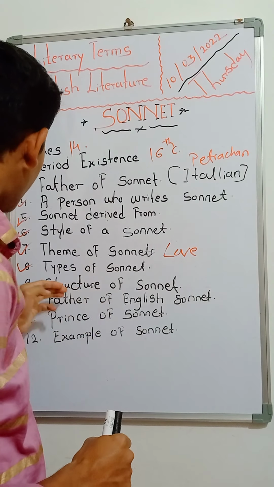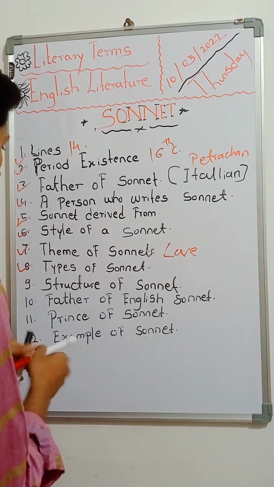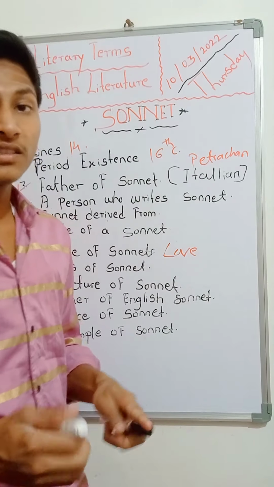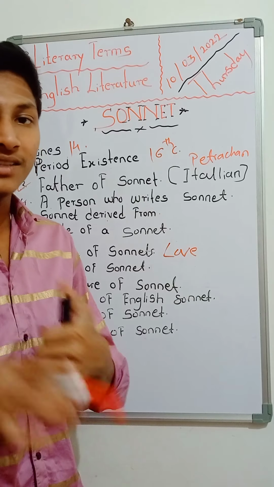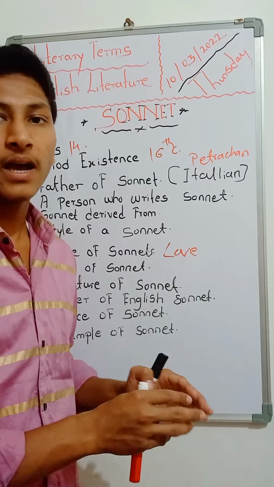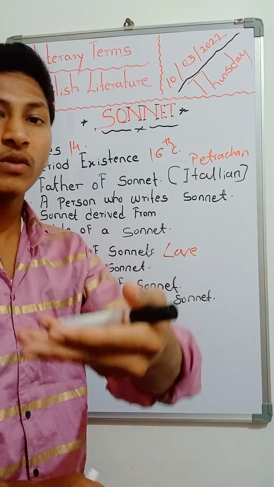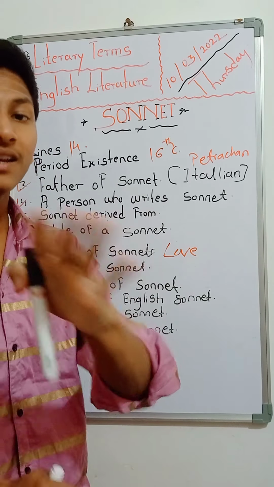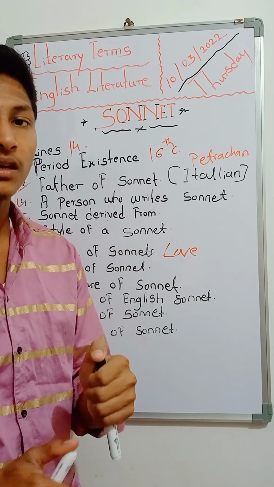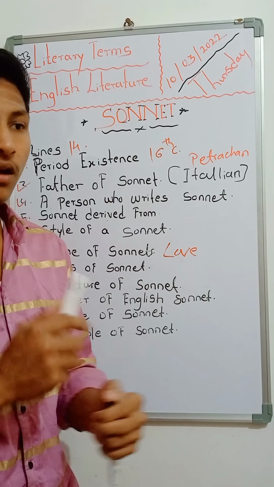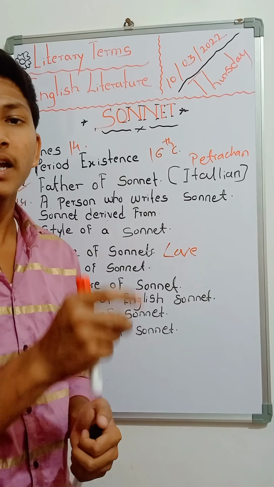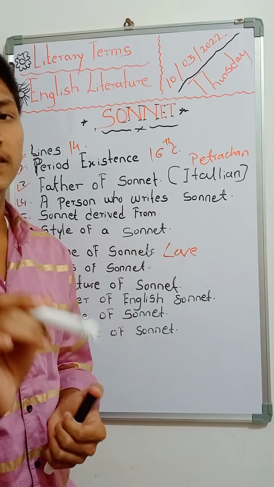And now let us discuss the structure of sonnets. The Italian sonnet is written with an octave and a sestet. Octave is one type of stanza, and sestet is also one type of stanza in the Italian sonnet. Octave is written with 8 lines, and sestet with 6 lines. The rhyme scheme of the octave is ABBA, ABBA, and the sestet is CDE, CDE.